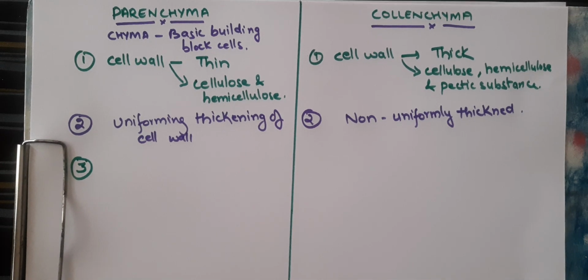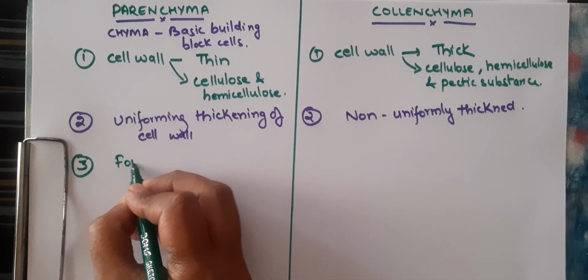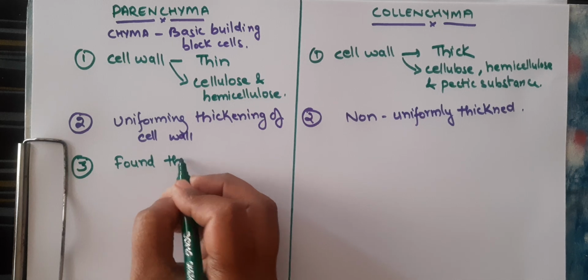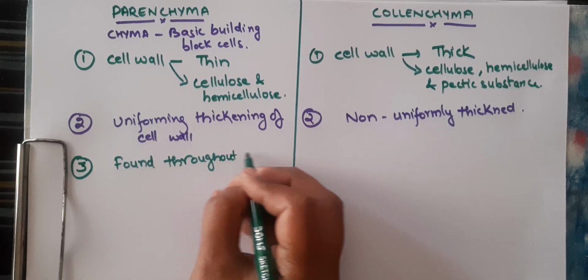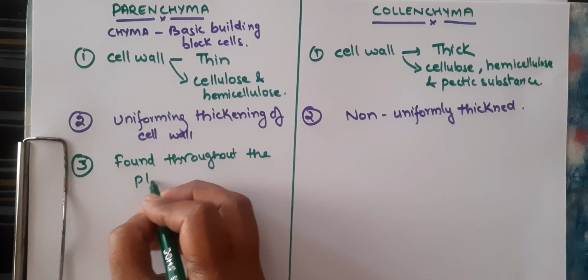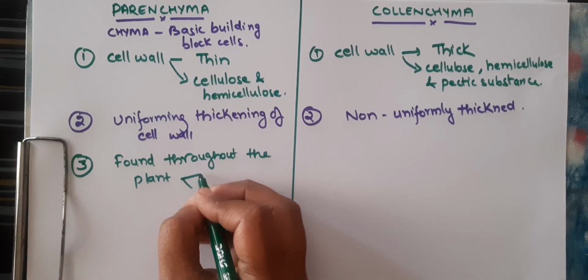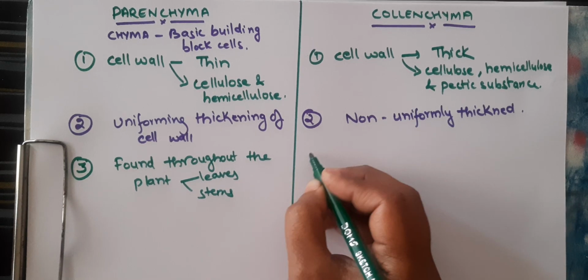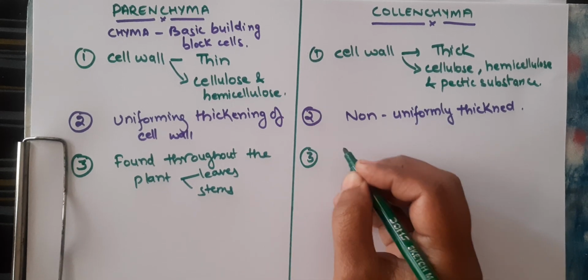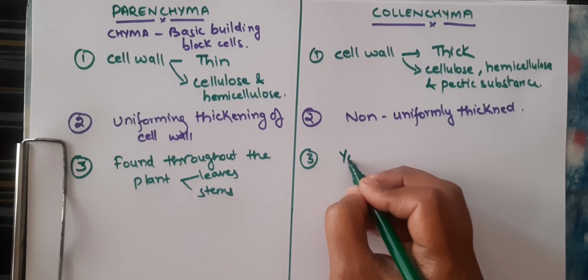The third difference: parenchyma cells are found throughout the plants, like in the leaves and stems, whereas collenchyma cells are found in young stems only.